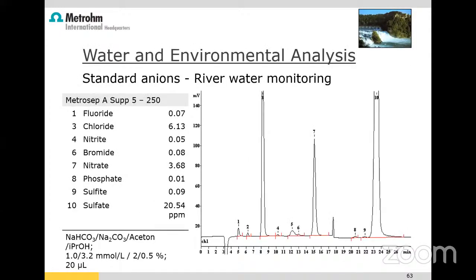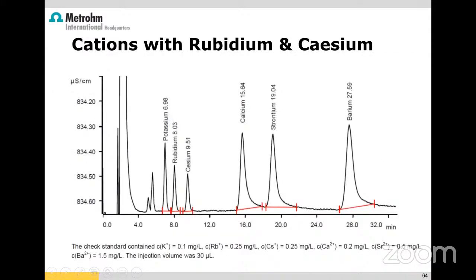Then this is standard anions in river water monitoring. You can see sulfite and sulfate, peaks 9 and 10. So that is about that. Then cations along with rubidium and cesium. The first two peaks are sodium and ammonium. Then we have potassium, rubidium, cesium, calcium, strontium, and barium.